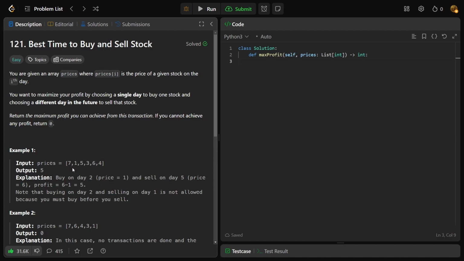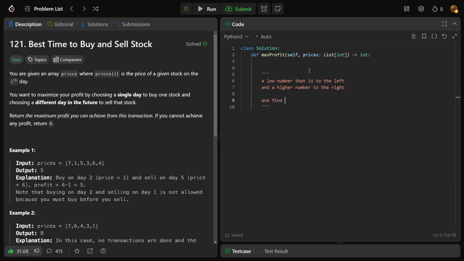It just means that we're going to have some low number and then some high number, such that the low number is always going to be on the left and the right number is always going to be on the right. And we're going to find the difference between those two numbers. And not just that, but we want to find some combination that will give us the greatest difference between those two numbers that we pick. So let's actually write that down. We want a low number that is to the left and a higher number to the right, and find the max difference between any numbers given these constraints.